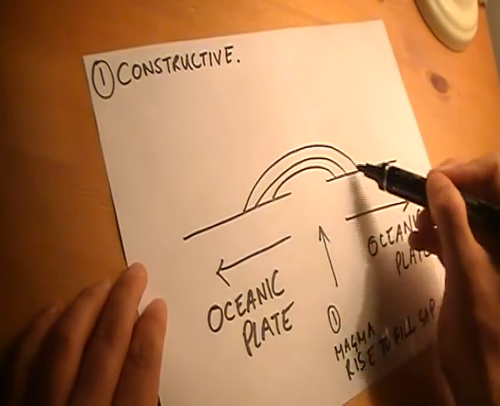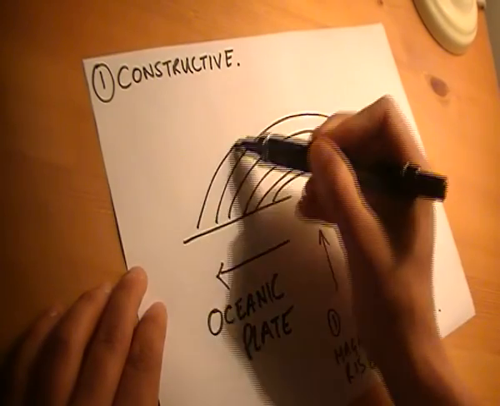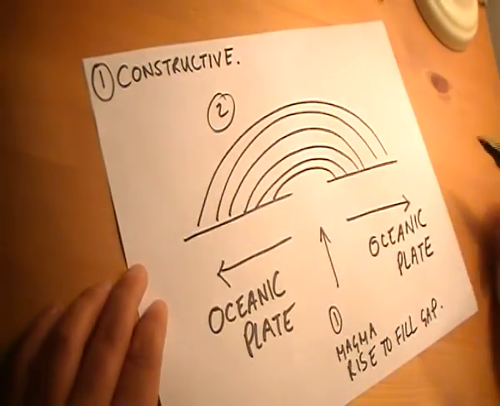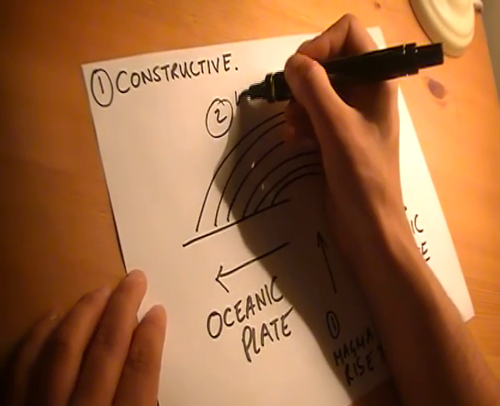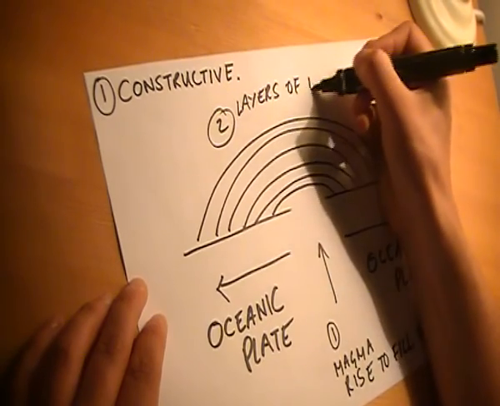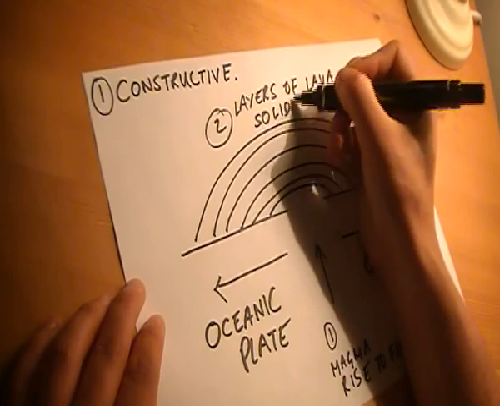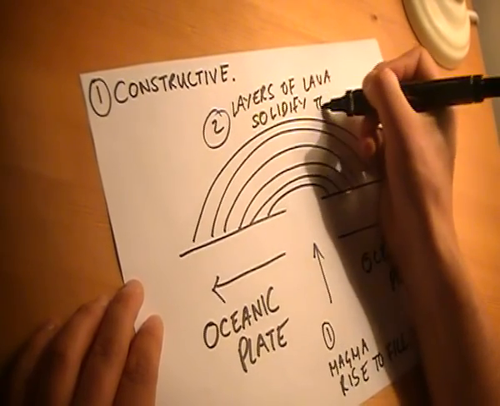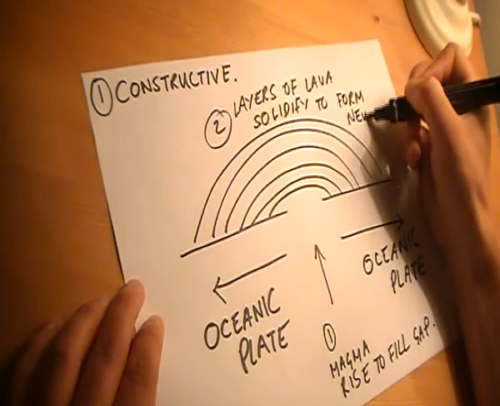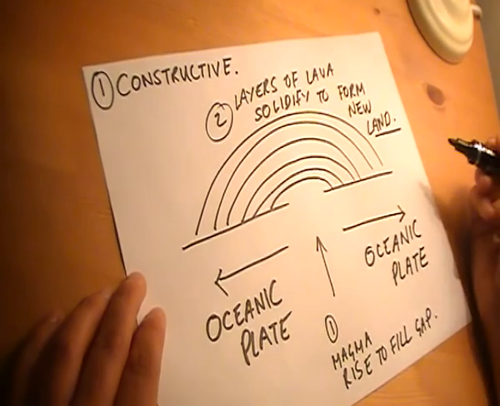of ash and lava, which eventually get bigger and bigger and bigger and quite often form a volcanic island. So what I'm going to do is put a 2 and put layers of lava solidify to form new land, hence the constructive plate boundary, because it's constructing new land.